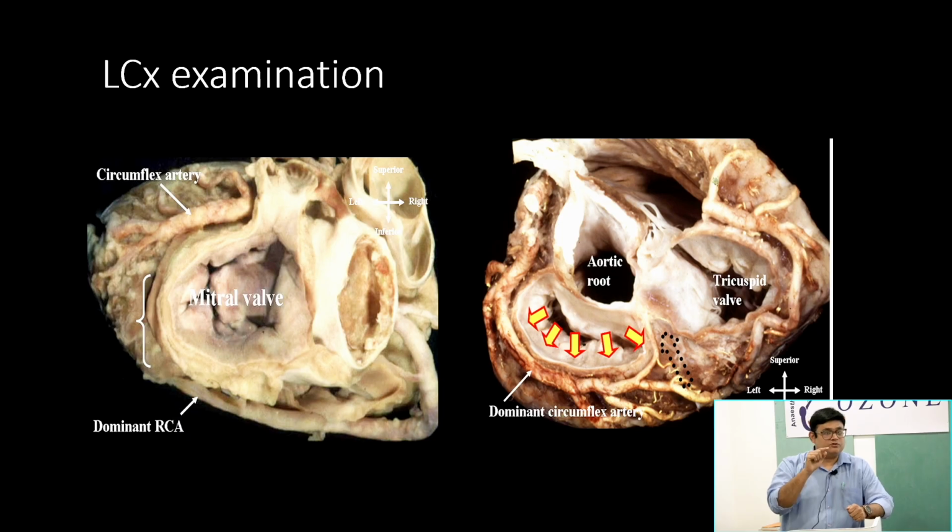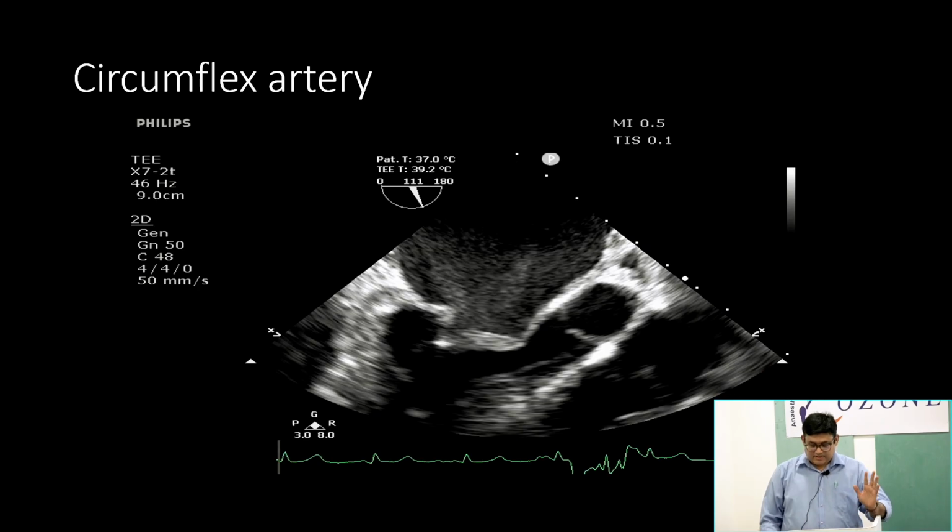Why is it important to know the dominance? Because if your circumflex is dominant, you can see in this image, it runs along the entire course of the posterior annulus and supplies a large chunk of myocardium. So if this gets compromised, then your patient is going to land up in trouble. Now this is the way we image the circumflex artery.